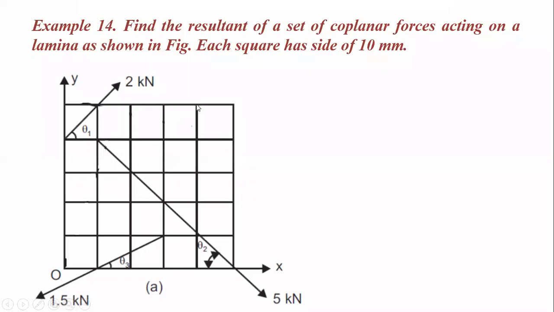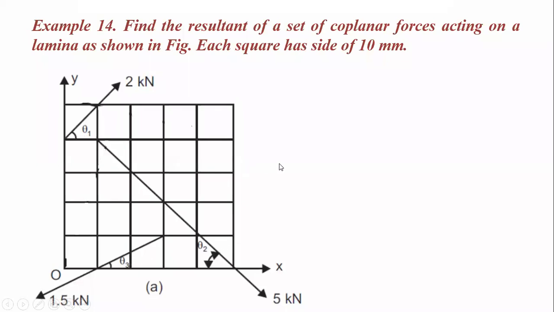Now here the side of each square is 10. This side is 10. This side is 10. All these blocks have the dimension of 10 millimeter. Another force passes from this point with an intensity of 5 kilonewton, and it makes an angle theta 2. Another force of 1.5 kilonewton passes from this point, and it makes an angle theta 3. Now from this geometry we can find theta 1, theta 2 and theta 3.